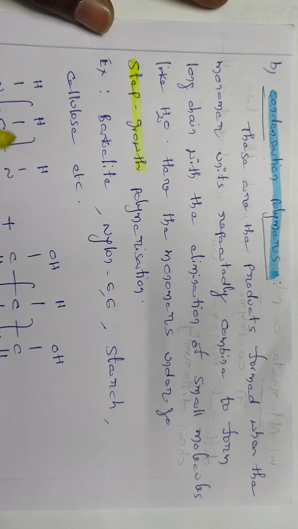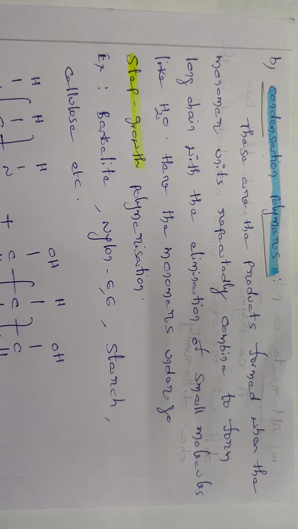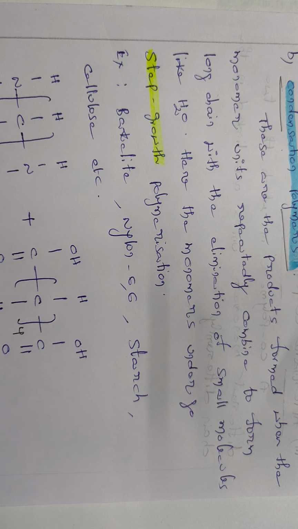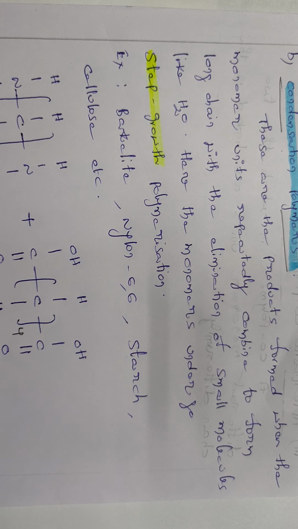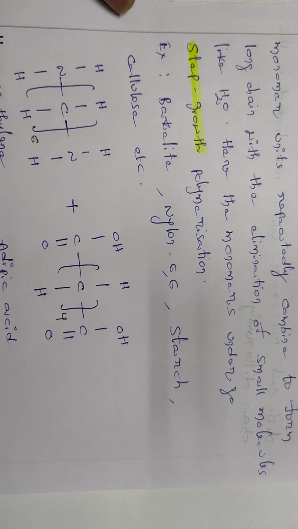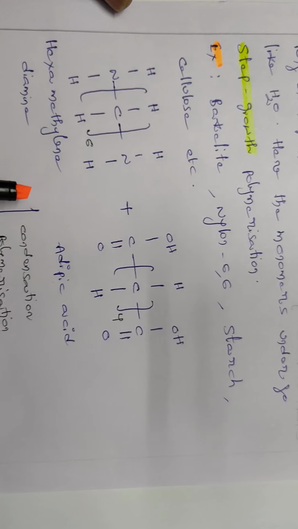Okay, so condensation polymerization means these are the products formed when the monomeric units are repeatedly combined to form a long chain. Generally here we consider two or more different monomeric units. That means the condensation polymerization undergoes with different monomeric units, not the same monomeric units. Okay, so it is a product formed with different monomeric units with elimination of some small byproduct molecules. Mainly the examples are bakelite, nylon 66, starch, cellulose, etc. These all are condensation polymers.